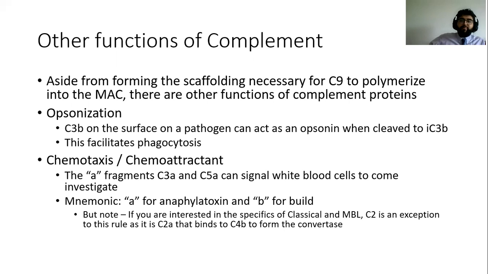Also, we always talked about the B fragments. We didn't really talk about the A fragments, except C2a, which is part of the C3 convertase in MBL and classical. But aside from this, what happened to C3a and C5a? These are actually A for anaphylatoxin; B for build is the mnemonic I use. So basically, they act as chemicals that can signal other white blood cells to come to the site where complement is being activated, because chances are where complement is being activated is the site of a bacterial or viral or parasitic infection, right? So that's what we call chemoattractants. Too much C3a and C5a can actually lead to anaphylactic shock. Hence, they have the name anaphylatoxin.